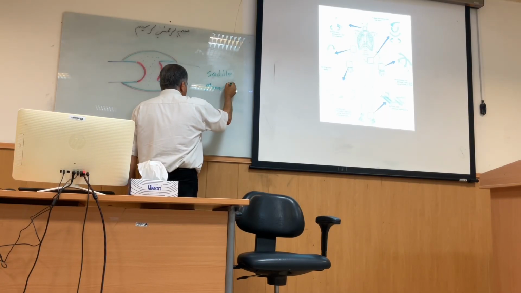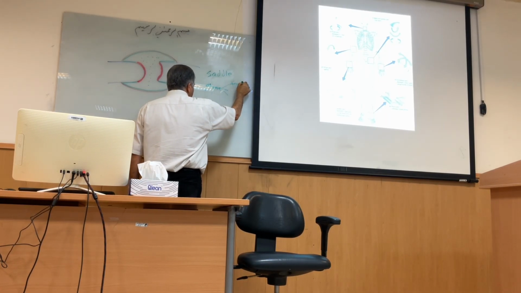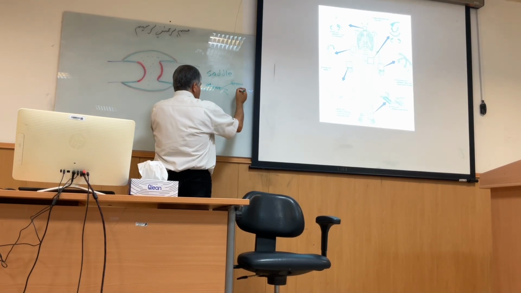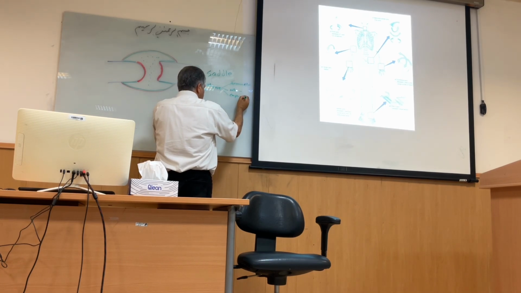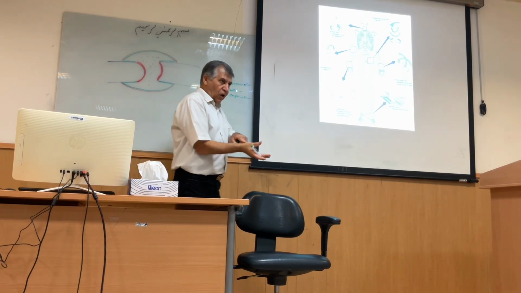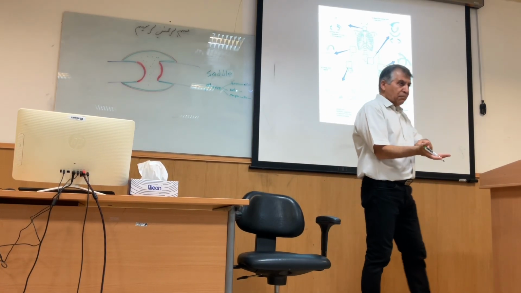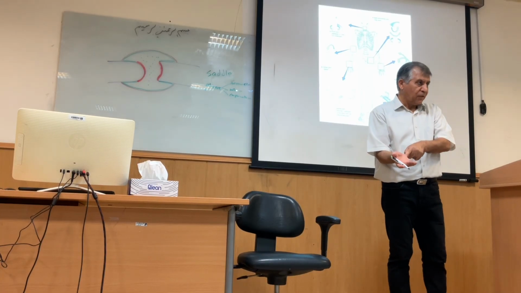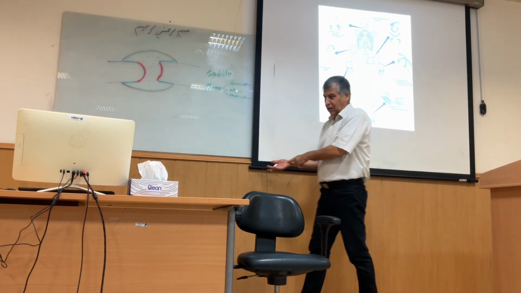The first carpometacarpal is saddle, the others are plane. Second, third, fourth carpometacarpal joints are plane type. The acromioclavicular and intercarpal joints are also plane. Okay.